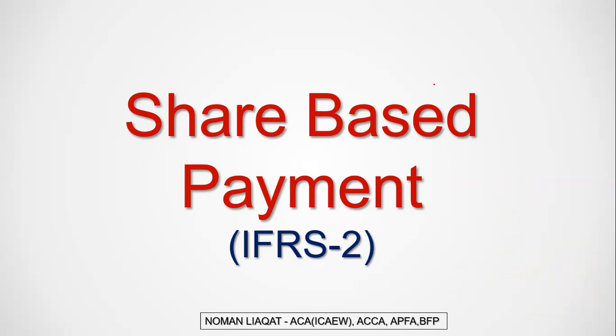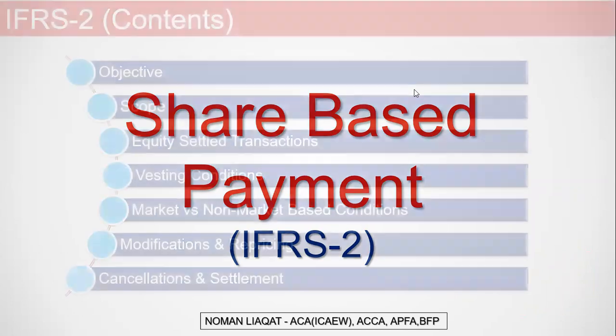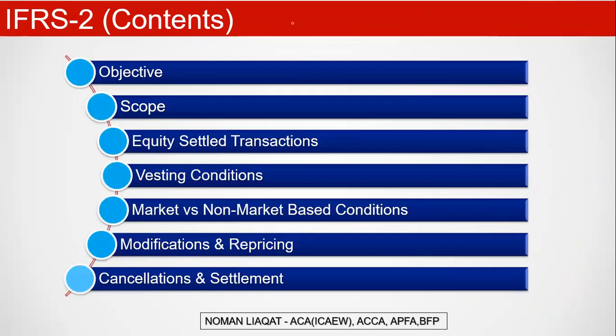So let's start. First of all, let's look at the content and then we will move forward. In IFRS 2, first of all, we will be discussing the objective, and briefly I told you what's the objective of IFRS 2 share-based payment. Then we will look at the scope, which transactions fall and which transactions do not fall within the definition of IFRS 2. As we know that there are multiple types of transactions in IFRS 2.